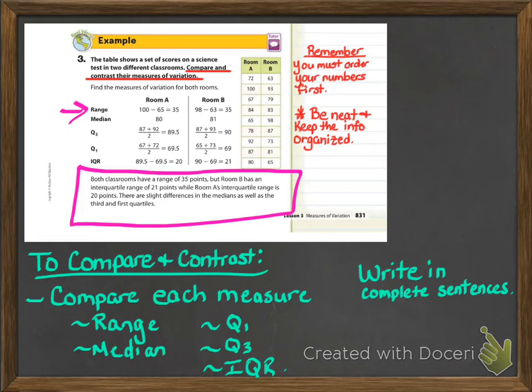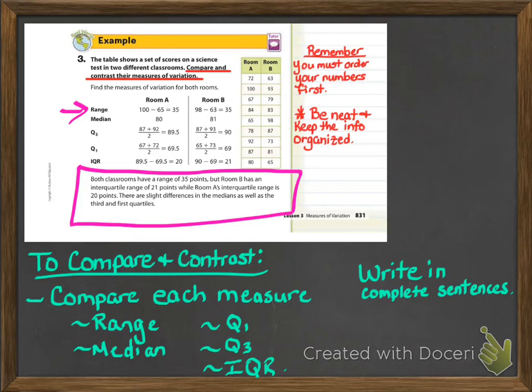They then said that even though the range is 35 points for both rooms, room B has an interquartile range of 21, where room A has an interquartile range of 20 points. So they compared the ranges first, then they compared the IQRs. And notice how they did that. They just said, hey, room B has 21, room A has 20. So then they talked about the quartiles.